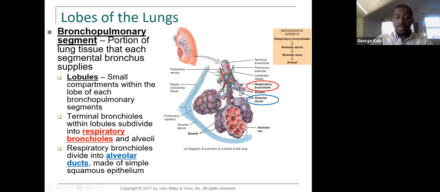The terminal bronchioles are going to divide into the respiratory bronchioles as well as into the alveoli here. In order to get to the alveoli, the respiratory bronchioles are going to divide into these alveolar ducts, and these alveolar ducts are going to be made up of simple squamous epithelium. This epithelium, this alveolar duct, will eventually lead into our alveoli.